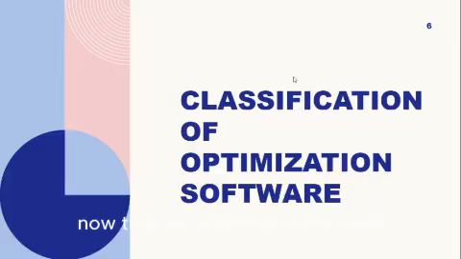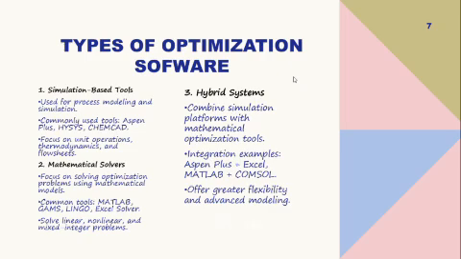Now that we understand the need, let's move on to how optimization is categorized. We'll keep it simple and go through three major types. First up, simulation-based tools like Aspen Plus and ChemCAD. These allow you to create models of real-life processes like distillation columns or reactors and test different conditions to see what works best.